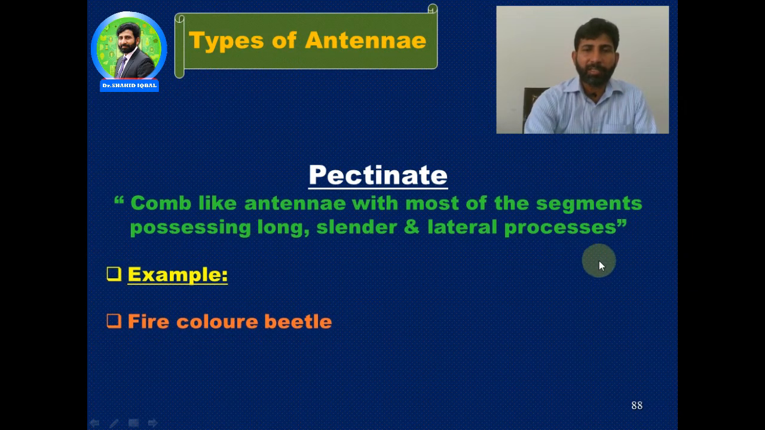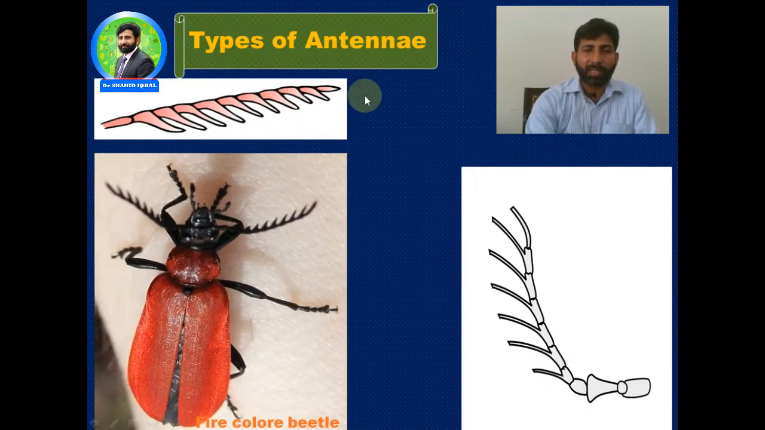You can check here. This is an antenna possessing long, cylindrical lateral processes. Look here. This is a fire-colored beetle. This is represented here, the fire-colored beetle.